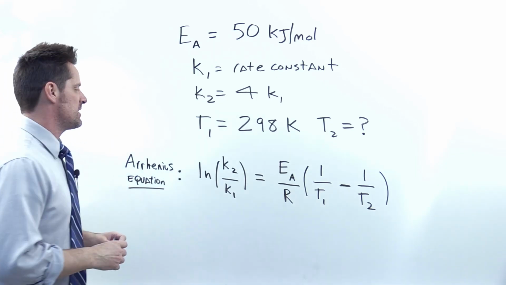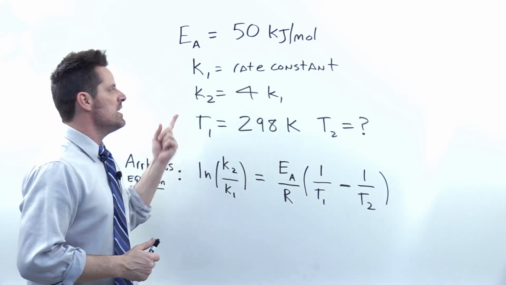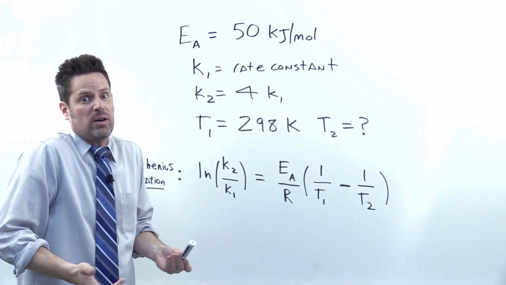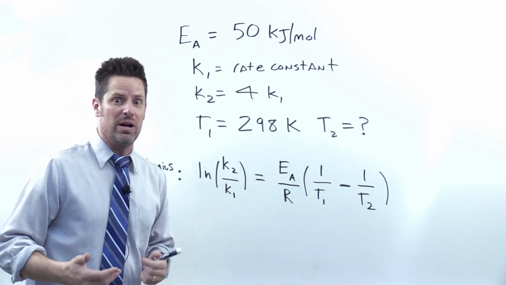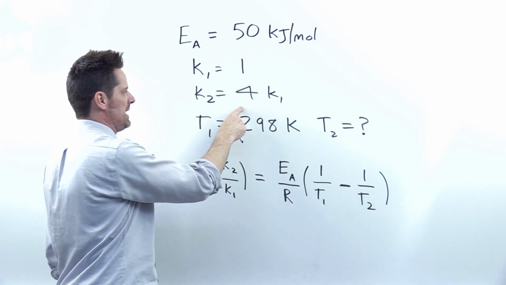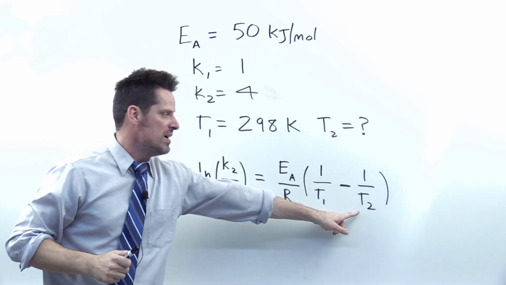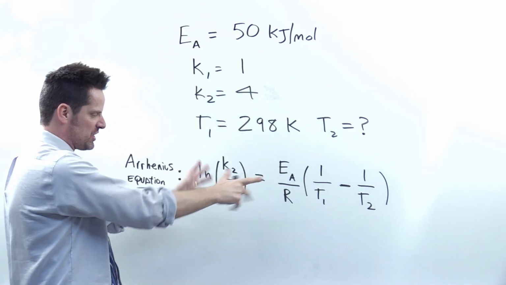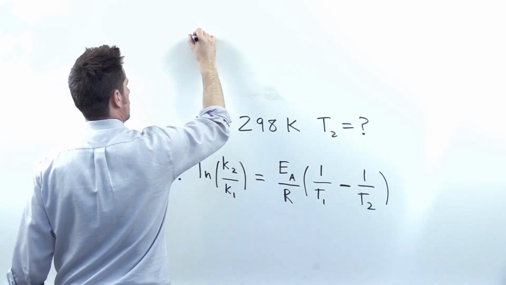Now, as it turns out, because rate constant 1 and 2 are proportional to each other, that is K2 is just 4 times K1, it doesn't matter what number you start with for K1. I could just make it easy and set K1 equal to 1. And because K2 is 4 times that number, it's going to be equal to 4. All I do then to solve for the missing temperature, that is T2, is insert all of these numbers down here into this equation and then use the magic of algebra. So let's go ahead and do that now.